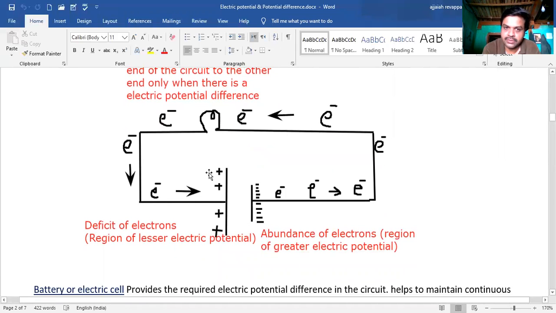See, this is the electric circuit. Here a cell is connected. The cell has a negative terminal as well as a positive terminal. Near the negative terminal, you can see an abundance of electrons. More electrons are crowded here. You can say an electron cloud. So this is the region of high electric potential. And the positive terminal is where the number of electrons is less, that is 0. So that is a region of low electric potential. Electrons always move from this high electric potential to low electric potential through the external circuit.